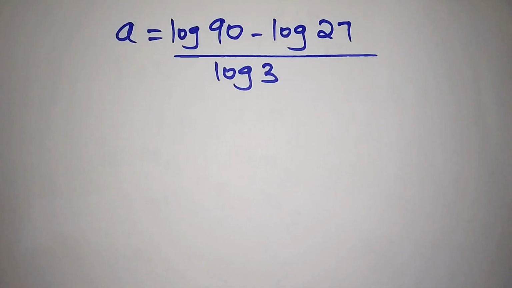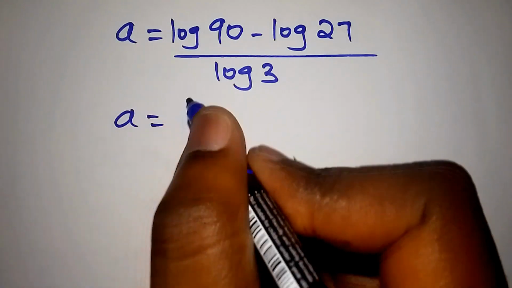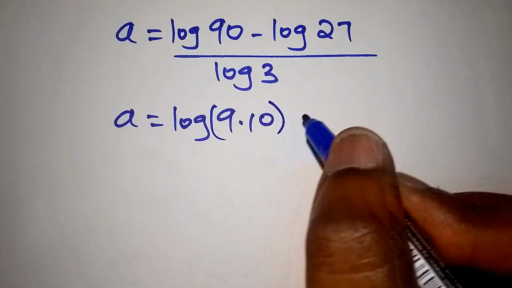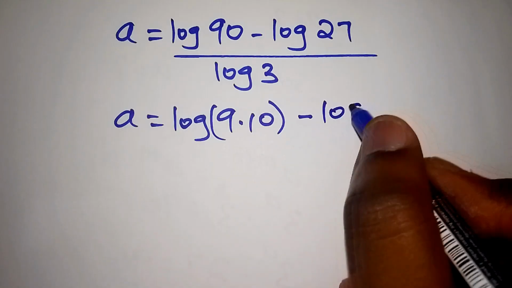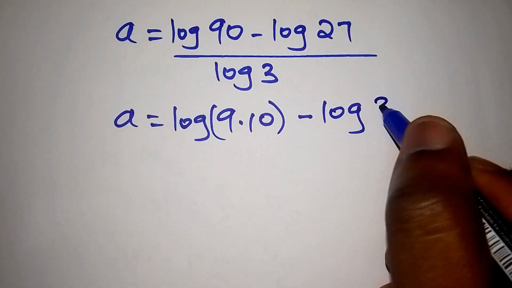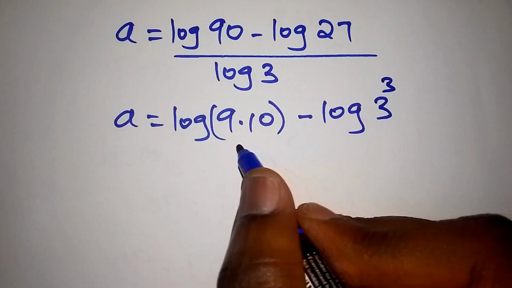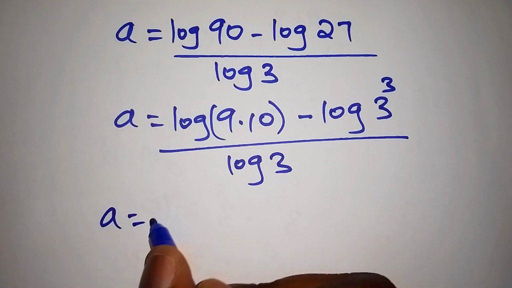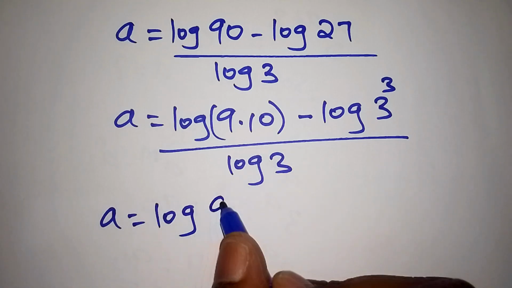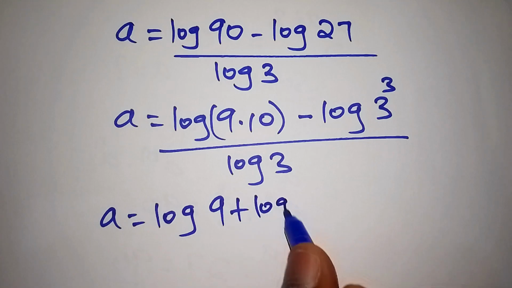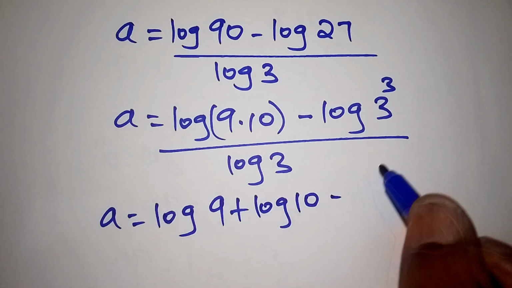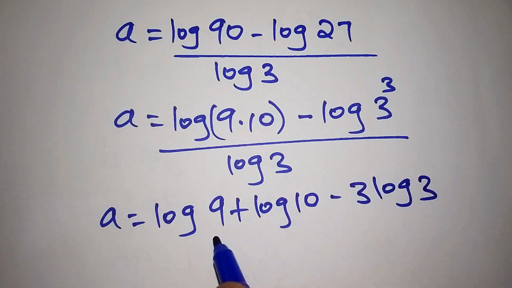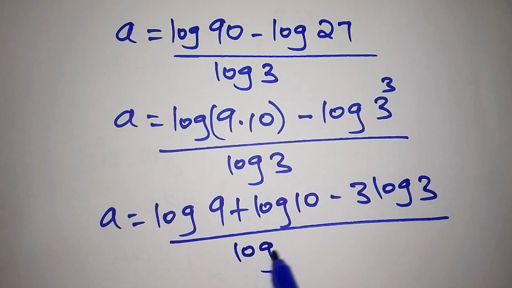Now from here we shall say that a is equal to, so log 90 can be written as the log of 9 multiplied by 10, in brackets, then minus, the log of 27 can be written as the log of 3 to the power of 3, all over the log of 3. Next, a is equal to the log of 9 plus the log of 10, then minus, the log of 3 to the power of 3 can be written as 3, the log of 3, all over the log of 3.